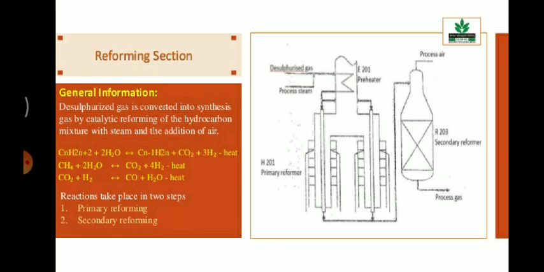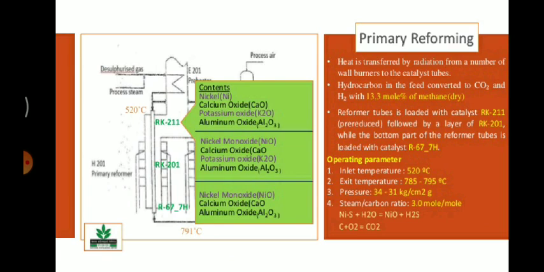Reaction takes place in two steps: primary reforming and secondary reforming. This one we do not need to discuss. In primary reforming, heat is transferred by radiation from a number of wall burners to a catalyst tube. Then hydrocarbons in the feed are converted to CO2 and H2, with 13.3% mole fraction of methane.